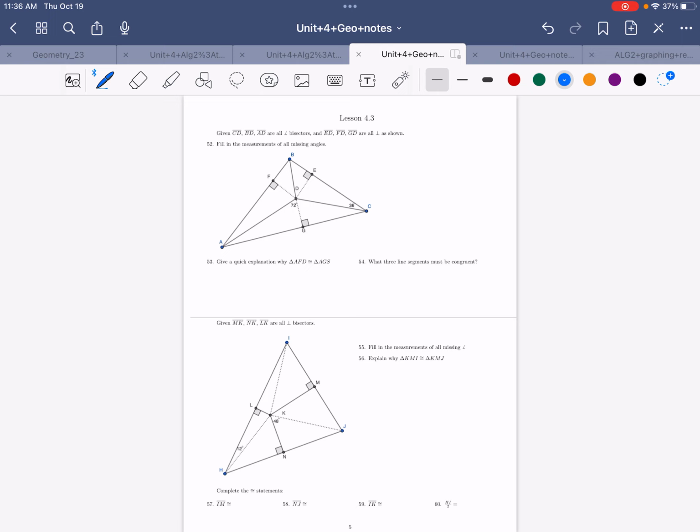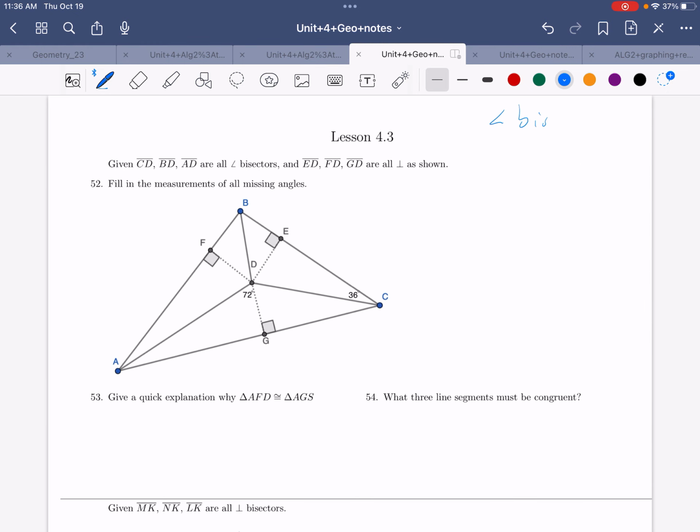is these are all angle bisectors, and as you know, if you have an angle bisector, let's zoom in here, then you have congruent angles, right? That's just something that you should know by now. Then what I also did, I just did the angle bisectors here. So your angle bisectors are in red. So we've got A to D, that's an angle bisector. C to D is an angle bisector, and so is B to D.